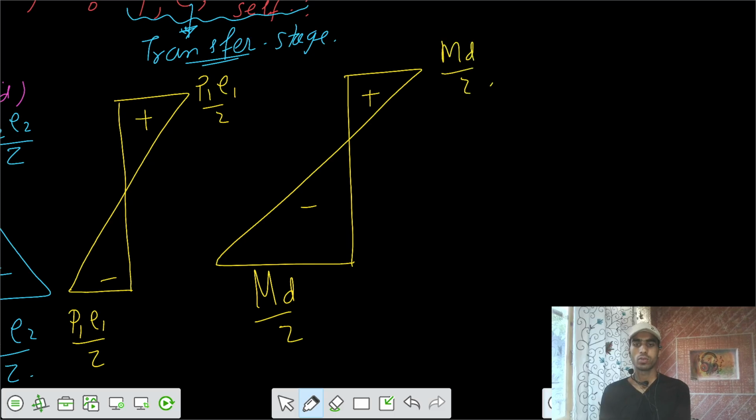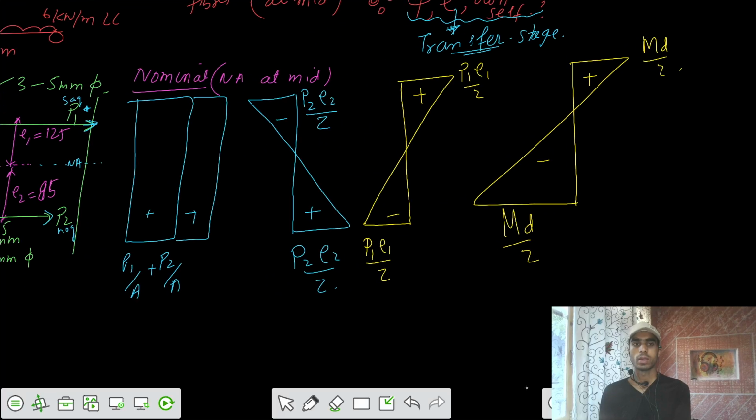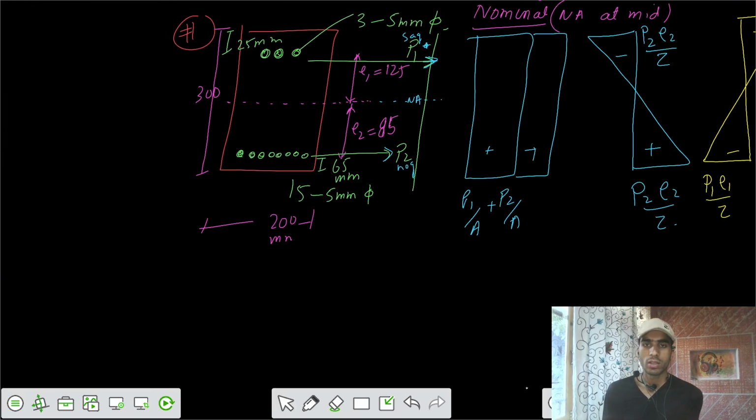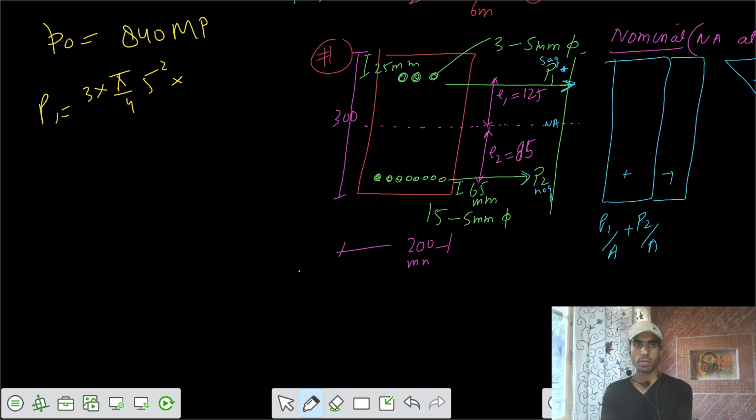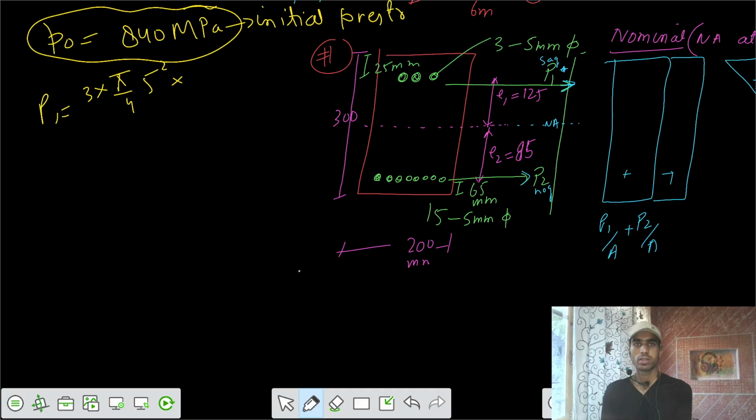So let's calculate those stresses at the top and bottom. Can you tell what's the value of P1 and P2? Your P1 is equal to the number of bars, 3, into pi by 4, 5 square, into the stress in the steel. Let's say the stress in the steel is 840 megapascal. This is the initial stress in the steel wires.